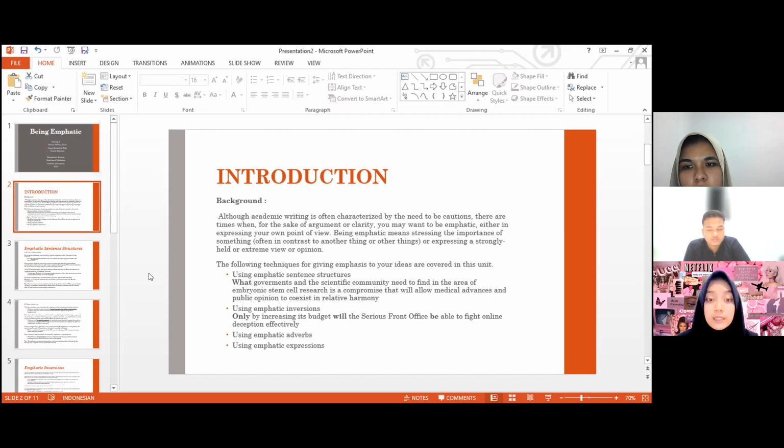First, using emphatic sentence structure. What government and the scientific community need to find in the area of embryonic stem cell research is a compromise that will allow medical advances and public opinion to coexist in relative harmony. The second, using emphatic inversion. Only by increasing its budget will the Serious Fraud Office be able to fight online deception effectively. Third, using emphatic adverbs. Fourth, using emphatic expressions.